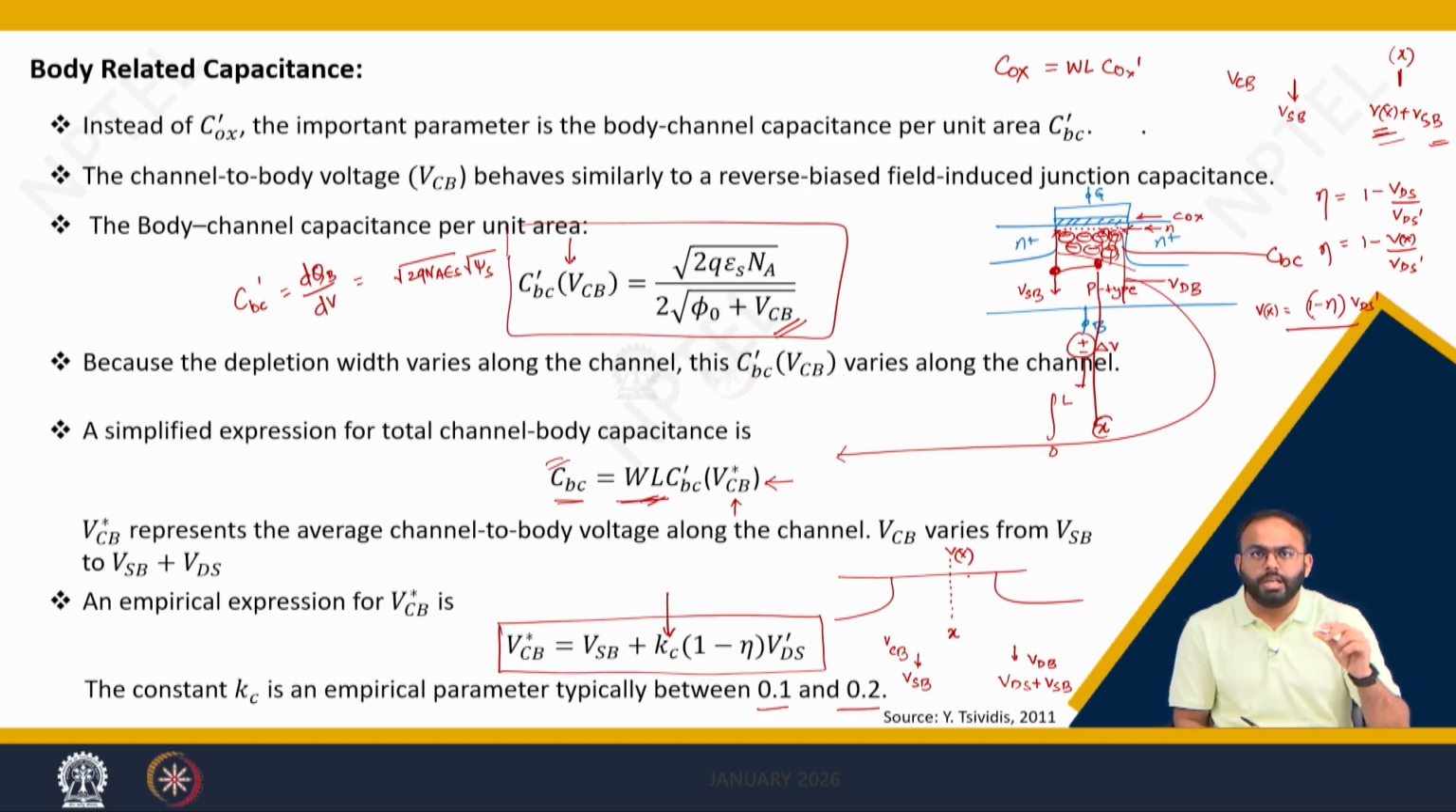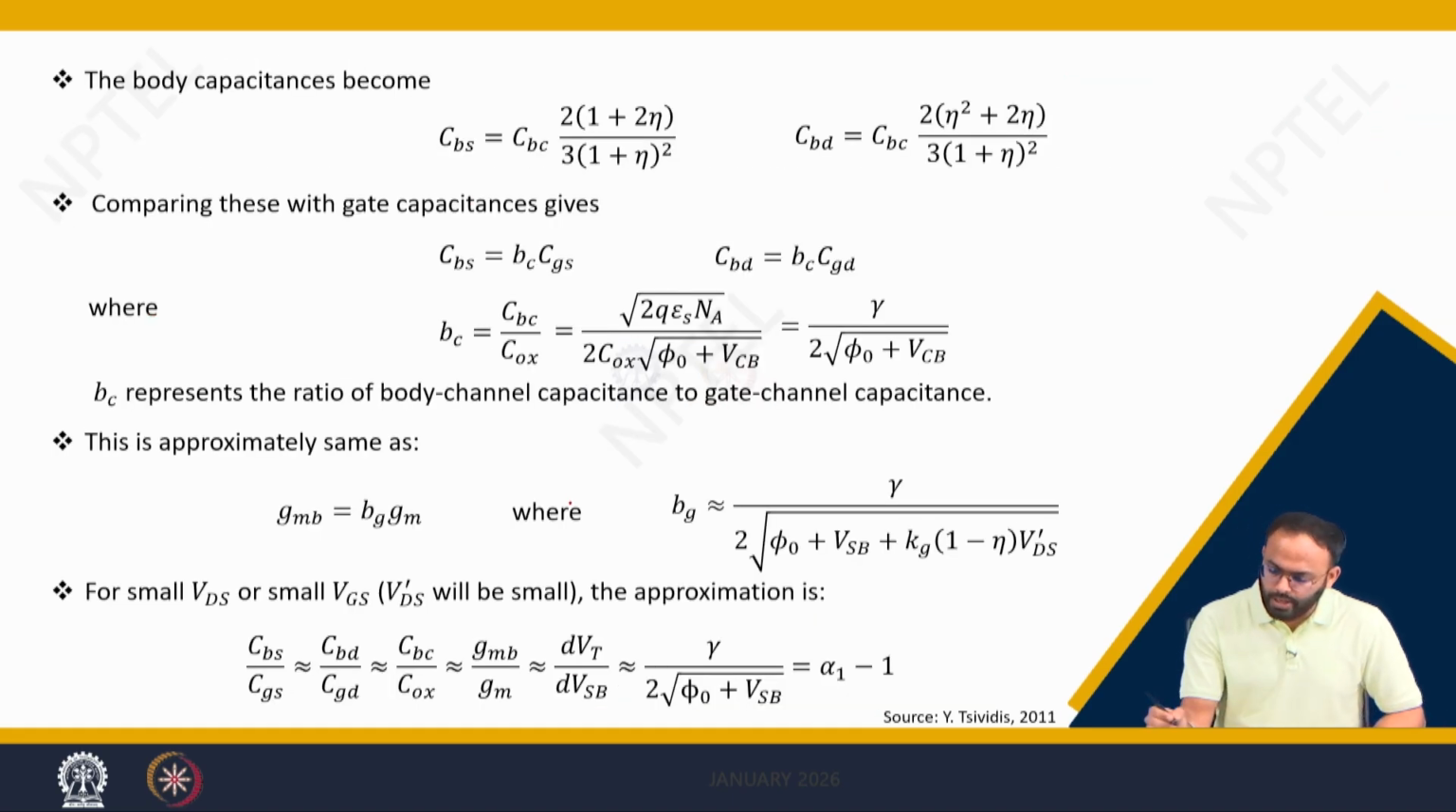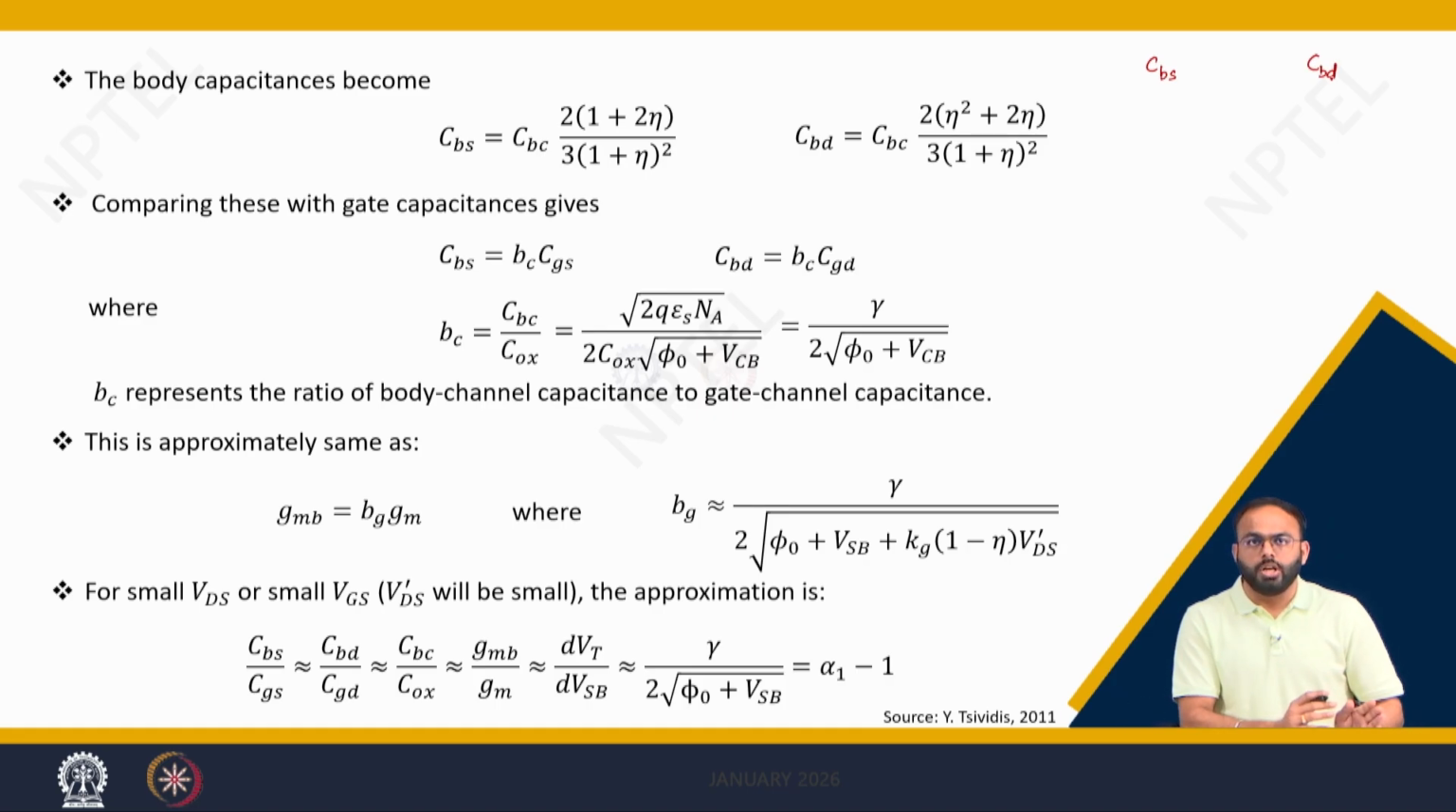So this will give me CBC, which is similar to Cox when you are talking about the gate side, and when you are talking about the body side it is CBC. So to calculate the other capacitances like CBS and CBD, I can use the simple approximation.